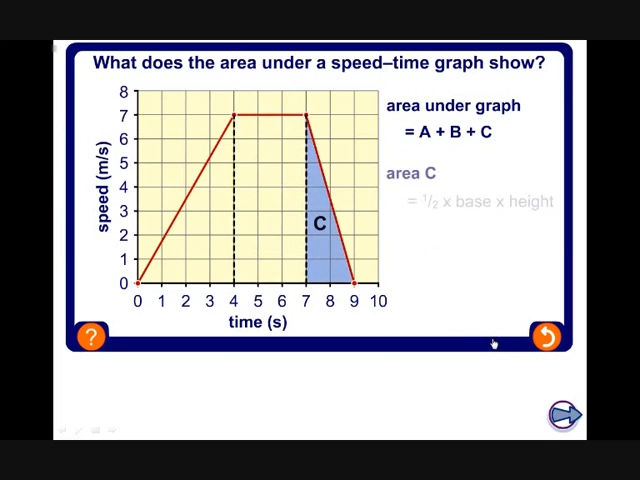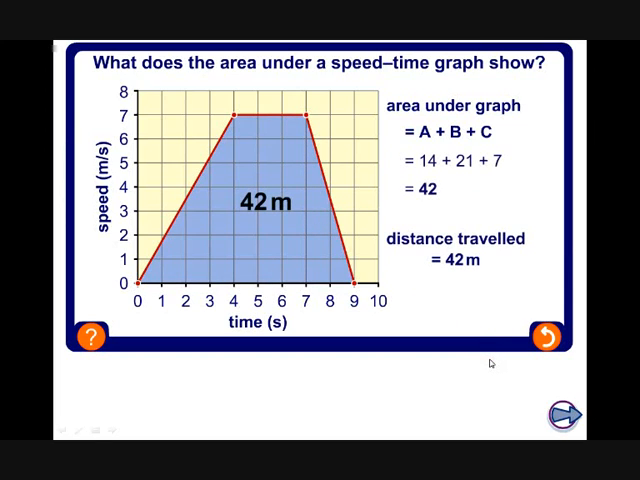And the final section, C, this is a triangle again, so we need to do half base times height. So 7 to 9, this is 2. So we've got half times 2 times 7, because this is the height here, which gives us an answer of 7 meters. And to get our final answer, we add up our three answers, 14 plus 21 plus 7. Put that in your calculator, and you get a total distance travelled of 42 meters.